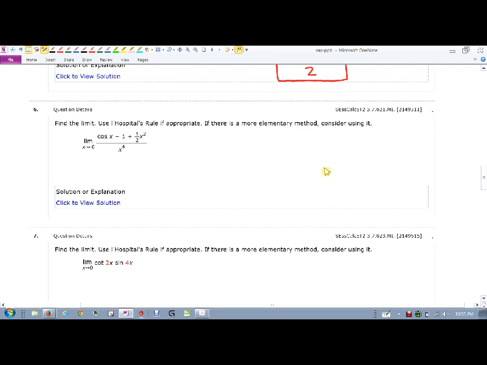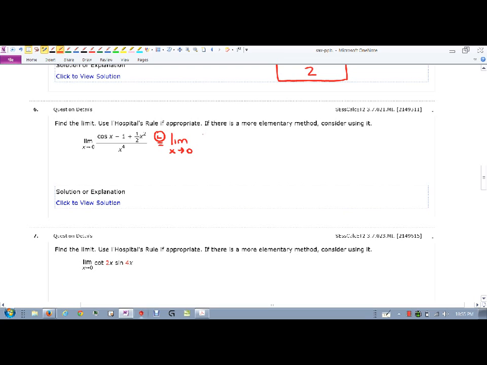Okay, so let's look at this one. Checking real quick, let's let x go to 0. Cosine of 0 is 1, minus 1, and then if that's 0, that's just plus 0 there, all over 0 to the 4th, which is 0. So we do get 0 over 0. Because we get 0 over 0, we apply L'Hopital's rule, limit as x approaches 0.